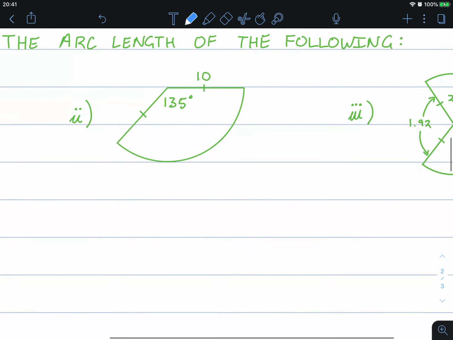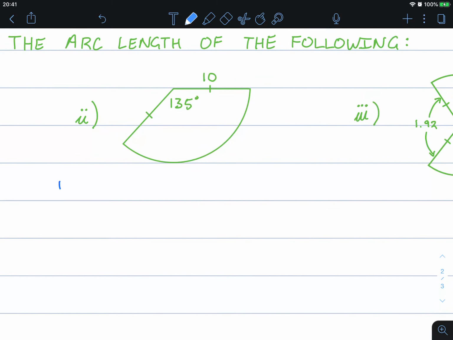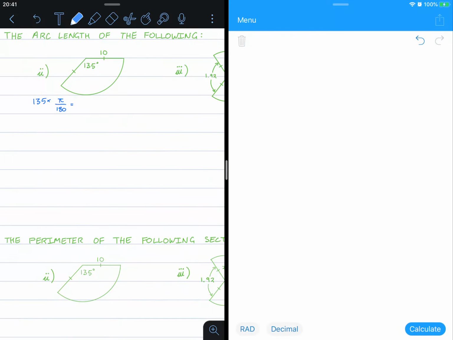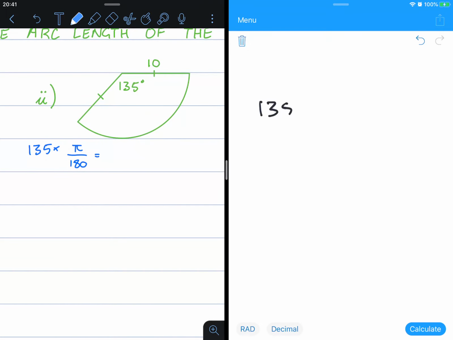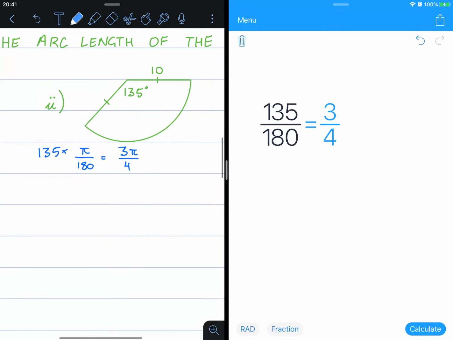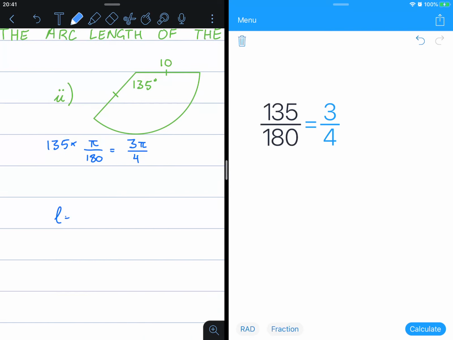So for this, we're going to convert 135 first into radians. So it's going to be 135 times pi on 180 radians. That's going to be, let's take a look, 135 on 180. And that fraction is 0.75, which is 3 pi on 4.